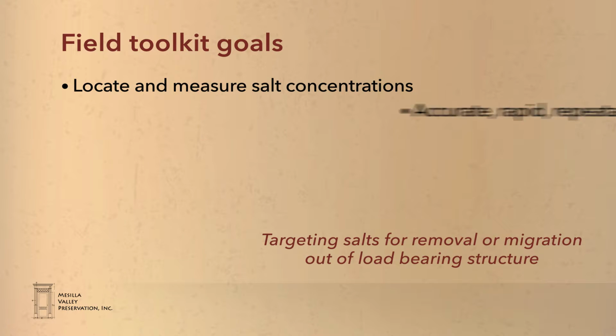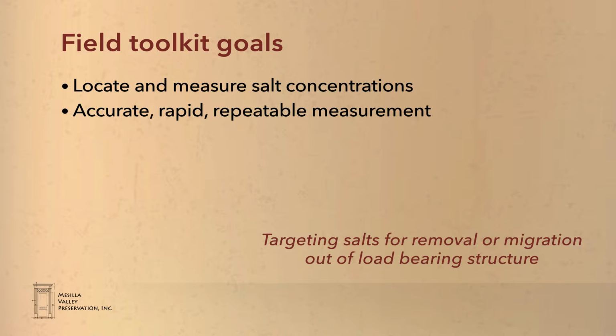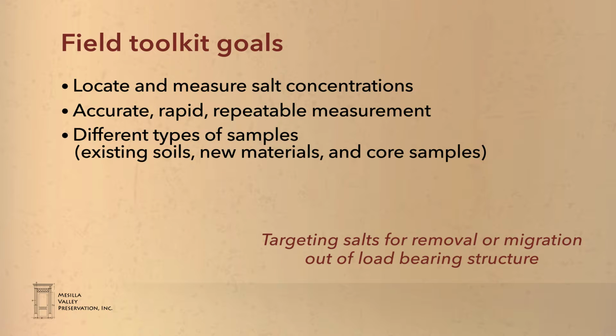This means that we need tools that can give us an accurate and rapid answer in the field, ideally the same day that samples are taken. We also want tools that can measure different types of samples. For instance, you might want to simply compare a suspect sample with a known baseline, or compare soil samples from different locations. Or you might want to verify that new materials aren't bringing in high concentrations of salts. In this presentation and in our demonstration videos, we'll be showing how to take core samples of existing adobe walls. This core sampling process can be adapted to other kinds of masonry as well.